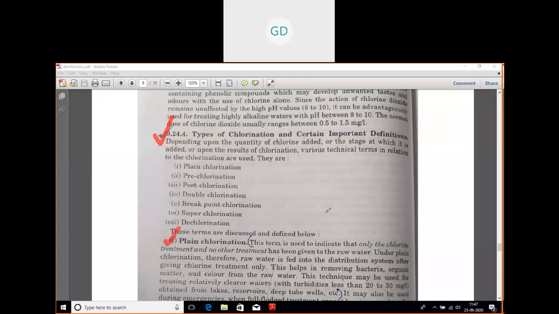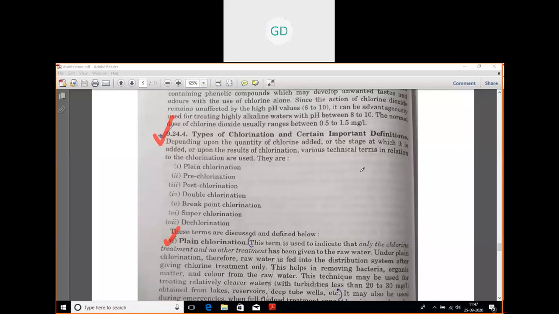From the name itself, it will be easy for you to remember: when no other treatments are given to the water, not any other treatments like screening, sedimentation, coagulation, filtration, nothing is done, and only chlorine is added to the raw water, it is known as plain chlorination.